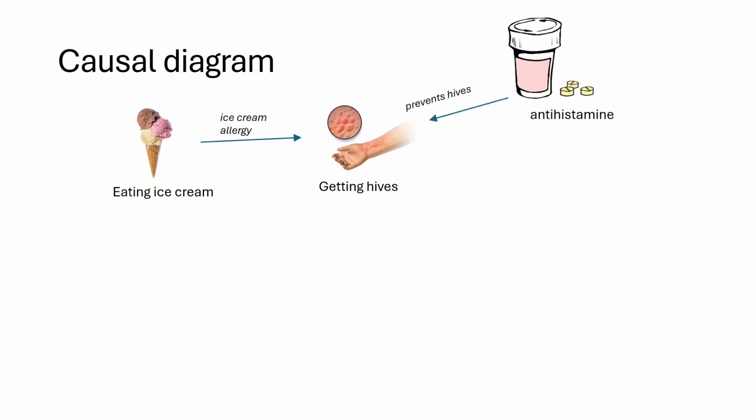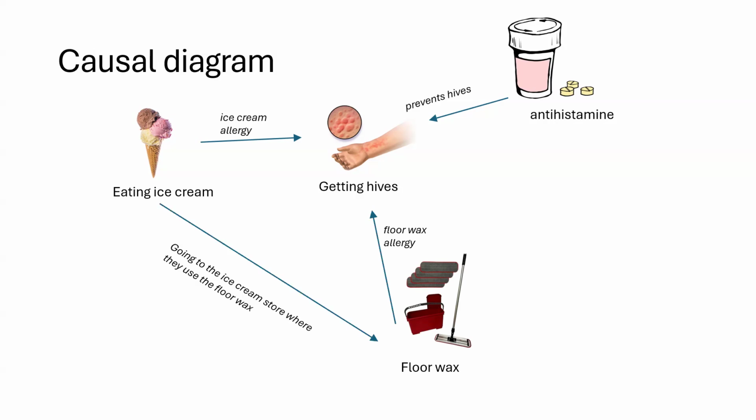And we have another variable, whether or not I've had an antihistamine, and that prevents hives, but is distinct, separate from eating ice cream. An additional variable, whether or not I've been exposed to floor wax and have a floor wax allergy. And then finally, eating ice cream can be a causal factor for floor wax exposure because I go to the ice cream store where they use the floor wax that I'm allergic to. So this basically is a diagrammatic way of showing all the outcomes from that previous table.